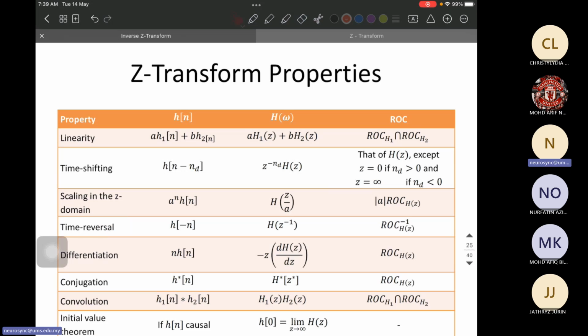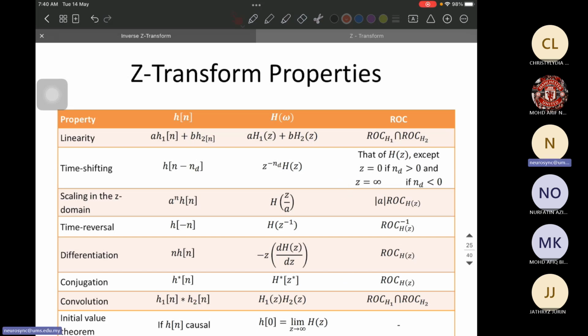Time reversal. Time reversal means that instead of h of n, we reverse the time, that is h of minus n. In the case of time reversal, the Z transform will be H of z inverse. And the ROC will be the inverse of whatever ROC we have for H of z. The ROC will also get inverted. Okay, differentiation: we know that if n is multiplied to h of n, then in the z domain it is minus z d/dz of H of z. The ROC will be the same as for H of z.